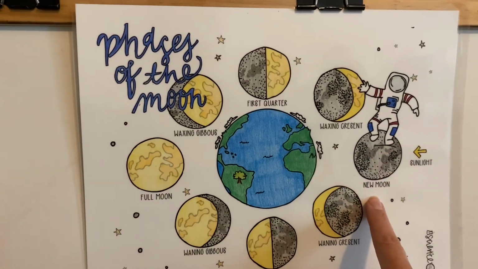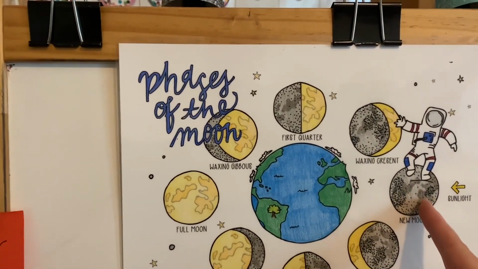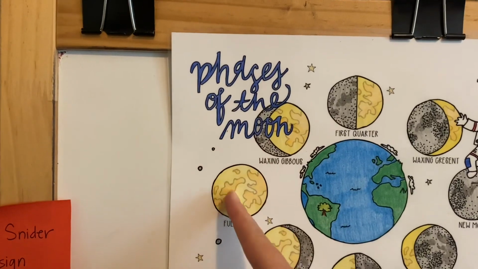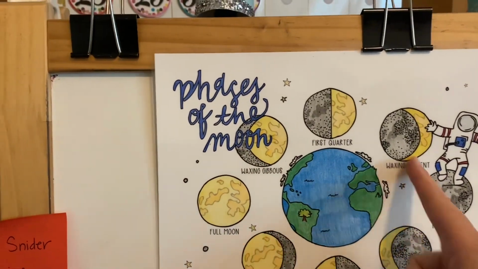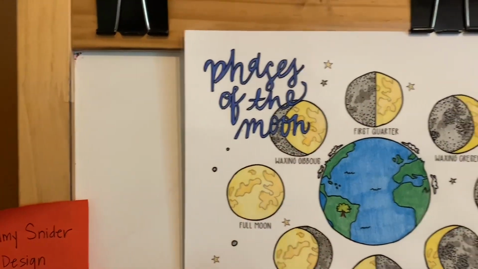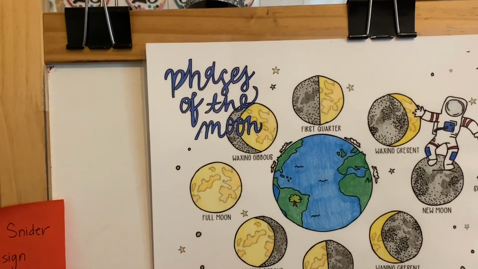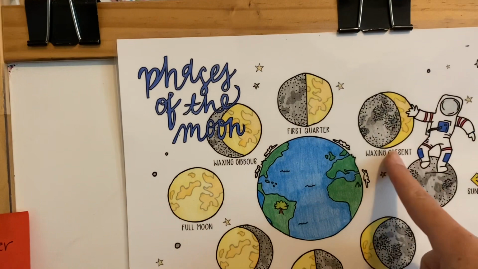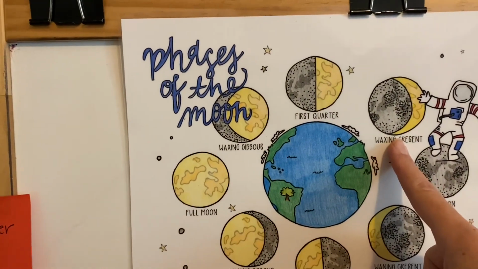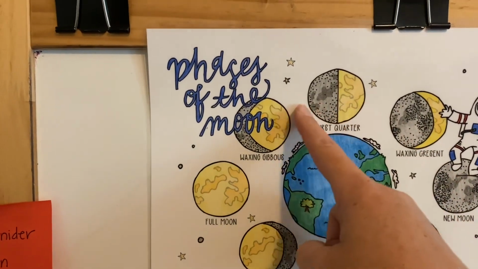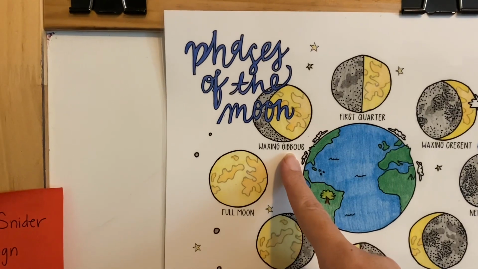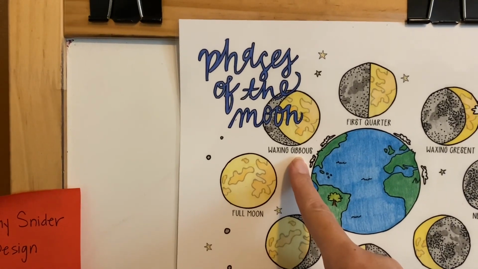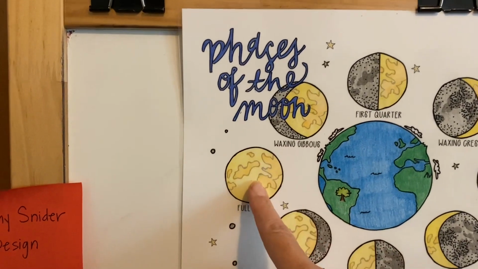Now, when the moon is on its way to becoming a full moon, it is waxing. Waxing means that it's growing bigger. So we have waxing crescent, and this is when the crescent is facing on the outside. Then we have first quarter, waxing gibbous, and then the full moon.